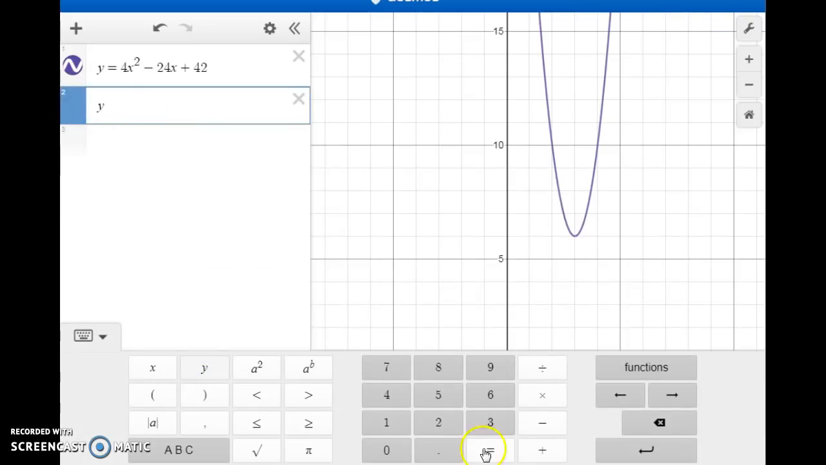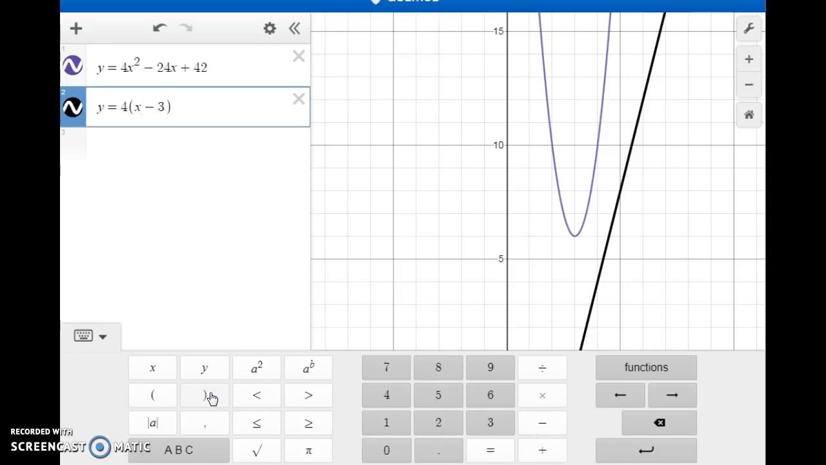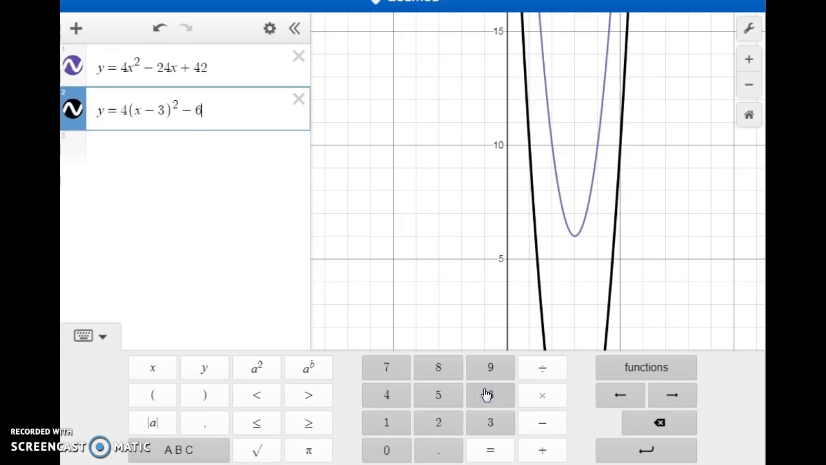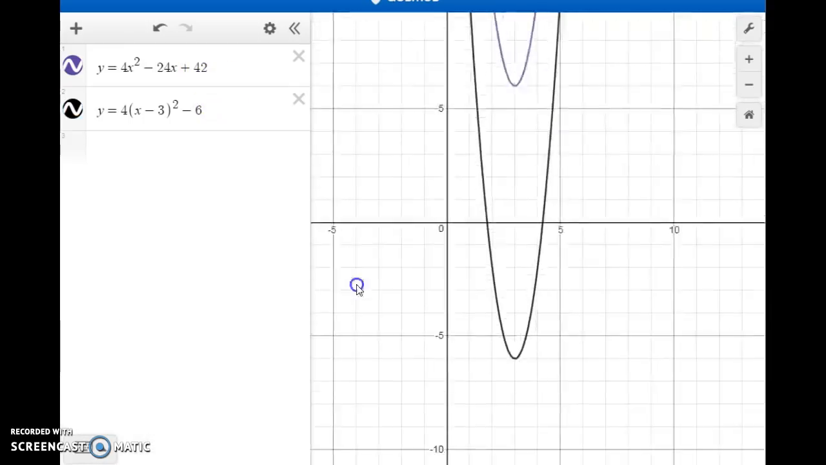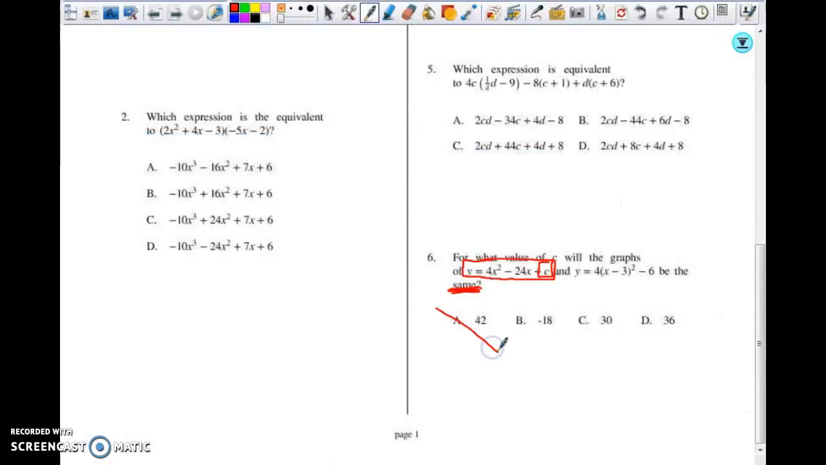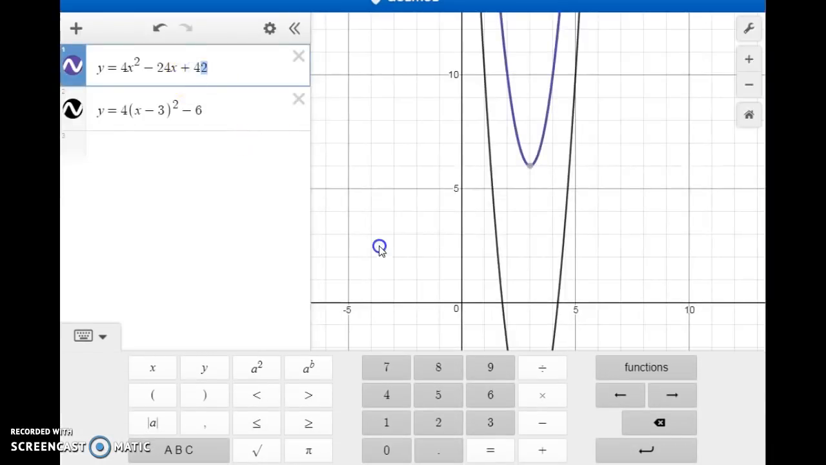y equals 4 parentheses x minus 3 parentheses squared minus 6. Okay. So, when I put in 42 and I have both equations in, are these two graphs the same? No. So 42 is not it. Okay. And then real quick, if you're trying B, just make sure you put in a negative 18, right? If you're trying C, and see if they match.